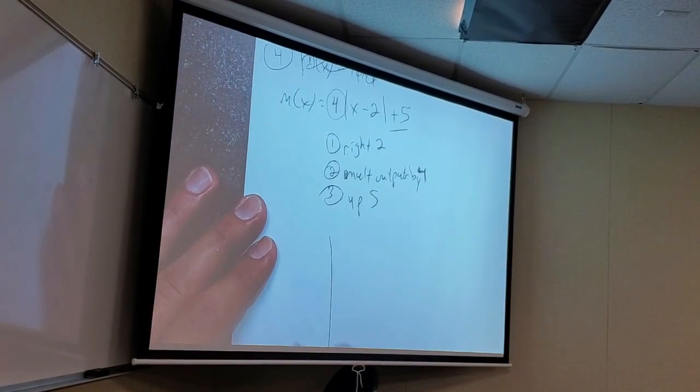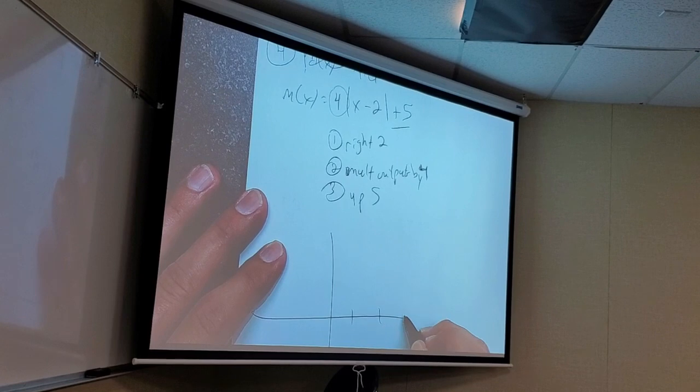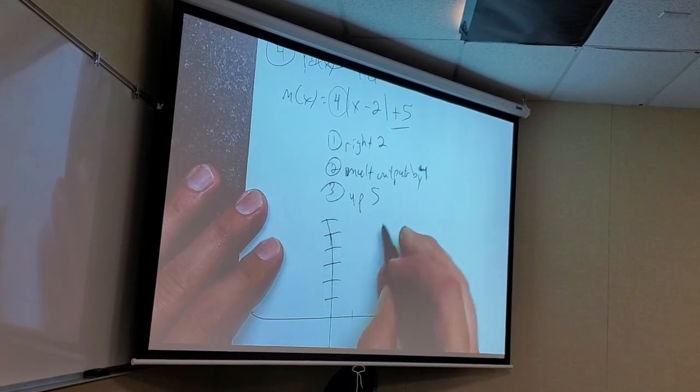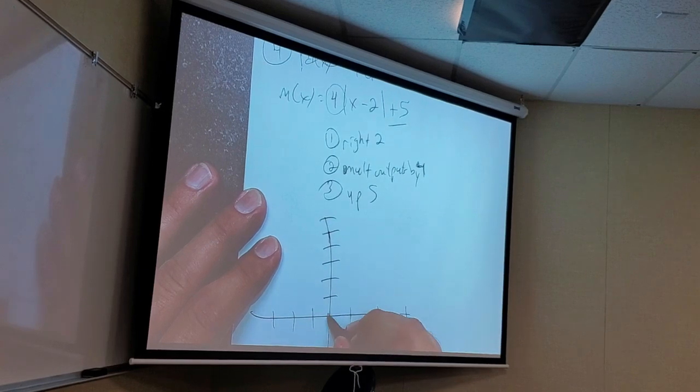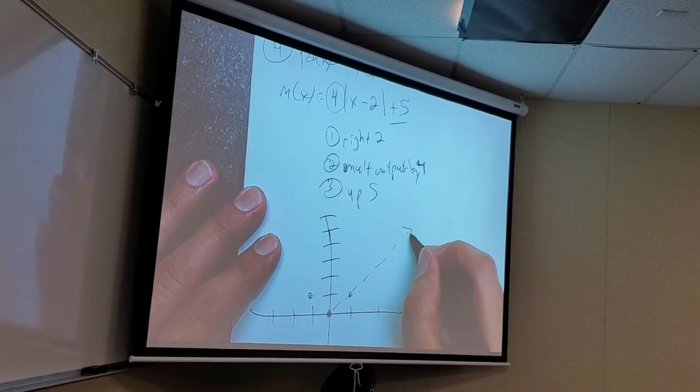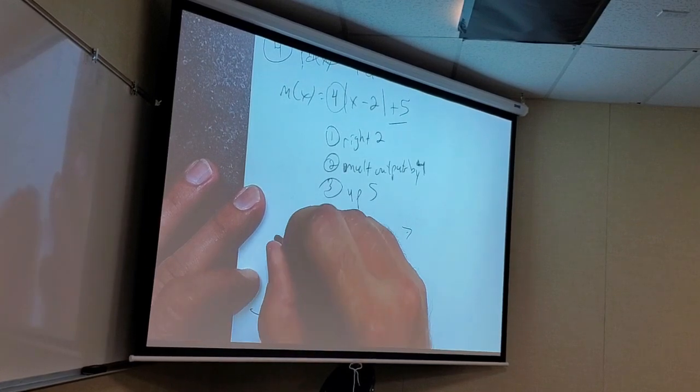Cool, so then my base graph would look like this. 0, 0, 1, 1, negative 1, negative 1. I would dot it. That's my base graph. It's not the answer, so I'm not going to make it a solid line.